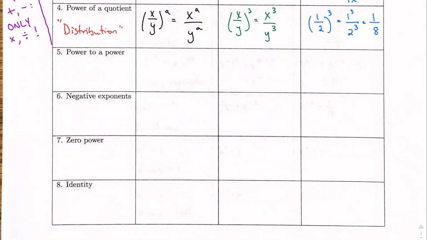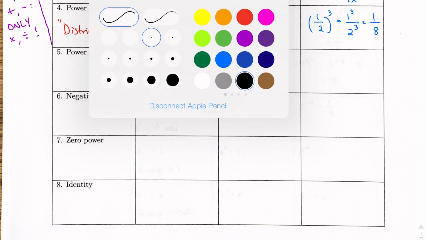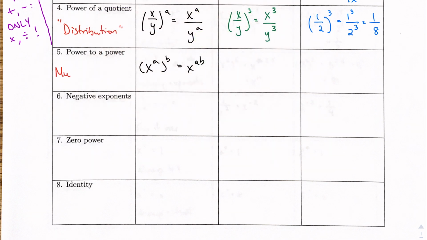So my power to a power, now we have something like x to the a, and then I'm also taking that and raising it to the b, and all we're going to do is multiply our powers together. So if I have x squared cubed, well, 2 times 3 is 6, so this is x to the 6th.